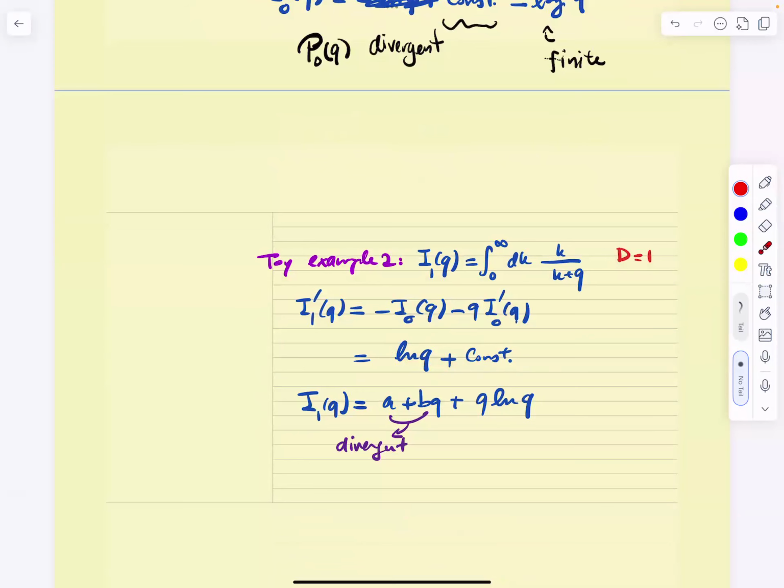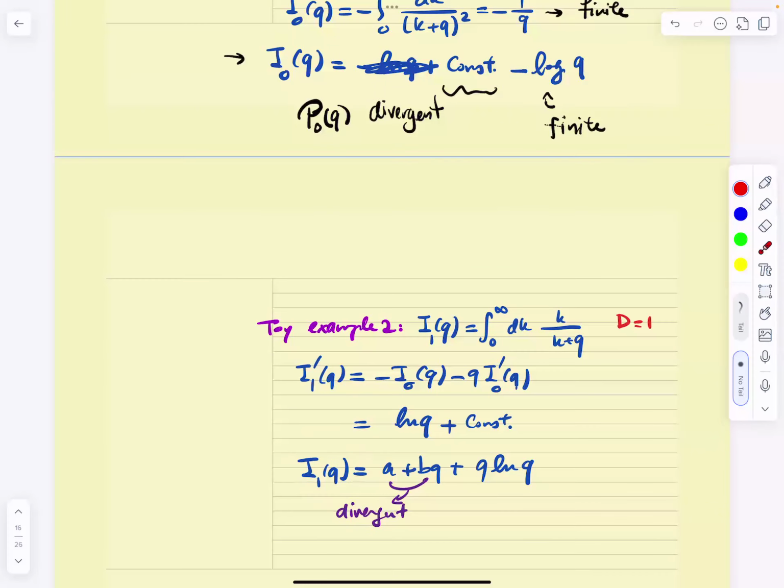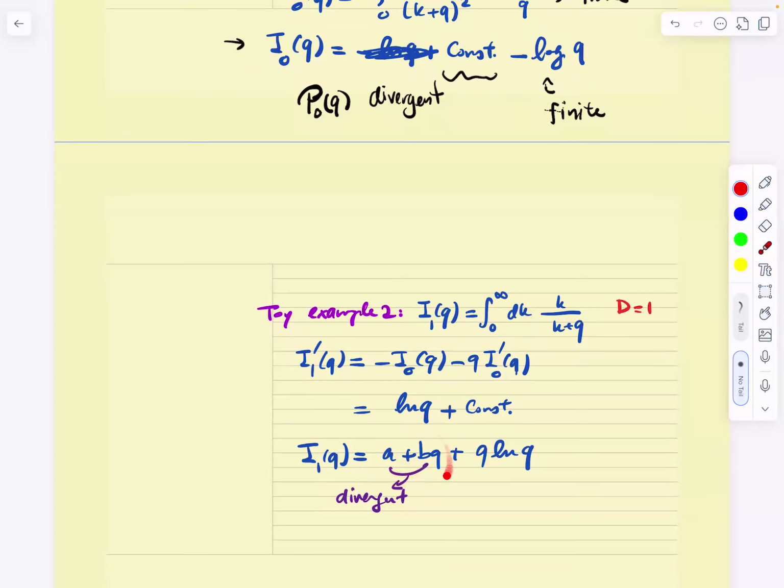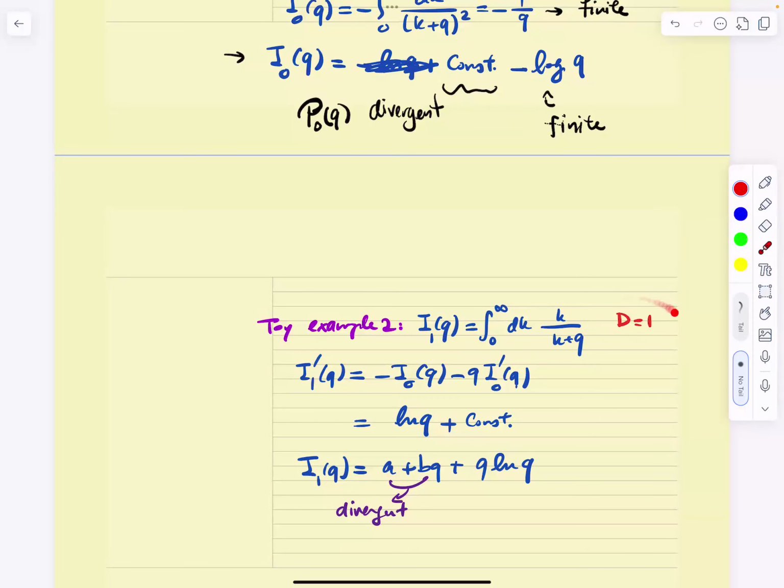You integrate again, and you're going to get I1 of q is a plus bq plus q log q. Here are the divergent terms, and this is the finite piece. This was an integral with superficial degree of divergence 1. So the divergent terms are packaged in a polynomial of degree 1 in q. A and b are both divergent, and the finite piece we extract is q log q.